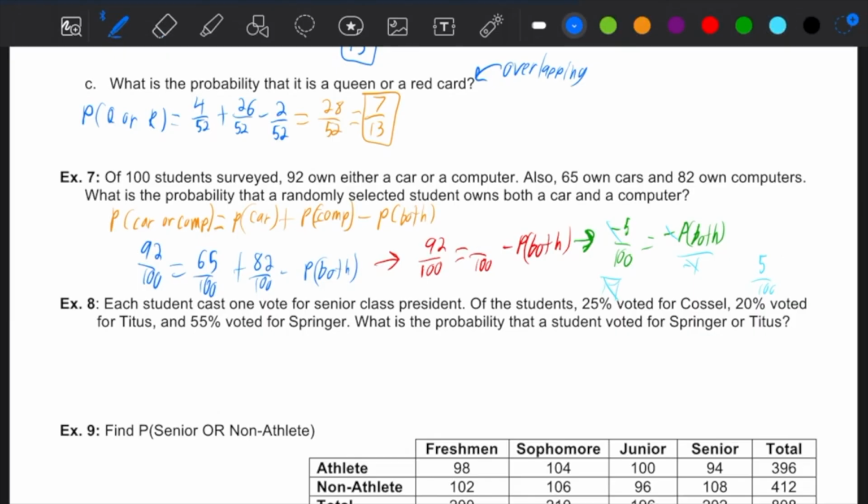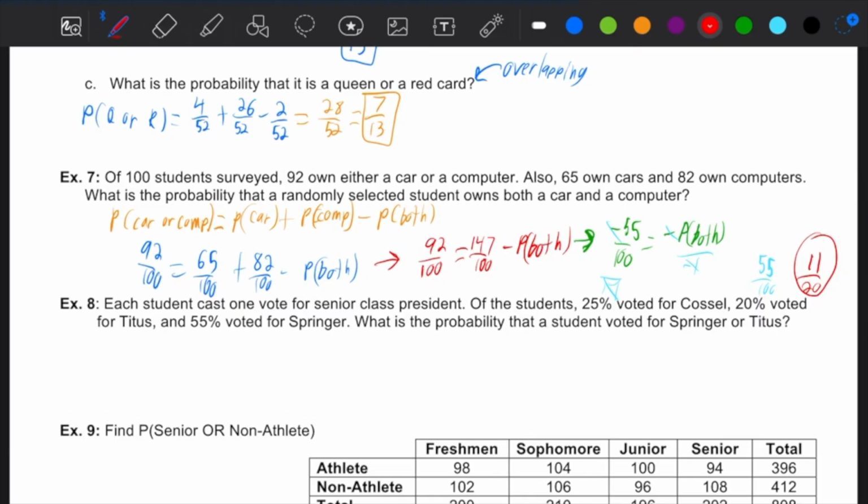82 own computers, which makes this 147, which makes this 55 here, which would make this 55 over 100 that own both, aka 11 over 20 if you reduce. Or, like I said, 55%. So I apologize on that. I wrote down 85 the whole time instead of 82, which would throw off my math by 3 each time.